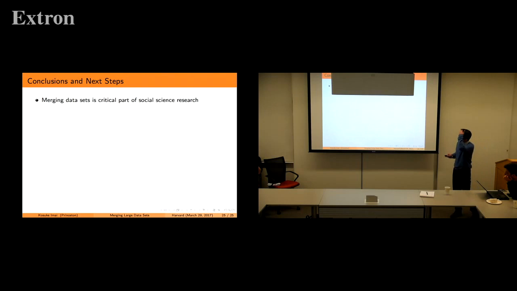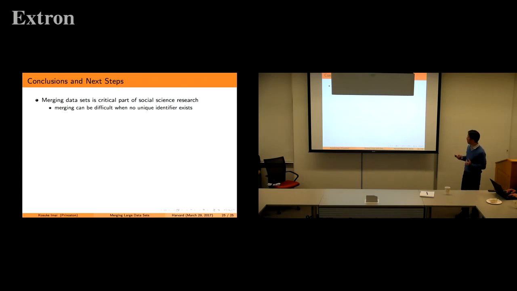Okay, so just to conclude and then discuss some of the things I'm doing right now. Merging datasets is a critical part of social science research. It used to be that data merging is like you hire some RAs and ask, can you merge these two data sets and come back with a single data set. Not so easy when there's no unique identifier, right? Who knows what that RA would do. And the large data sets make merging even more challenging. So even for the deterministic merge, if you have millions of records, you still have to do comparison. So it's quite a challenge.